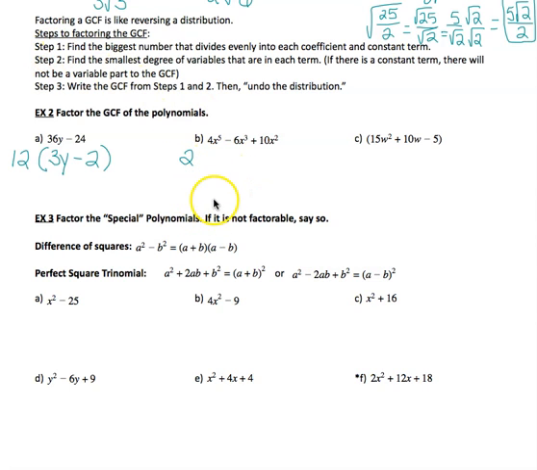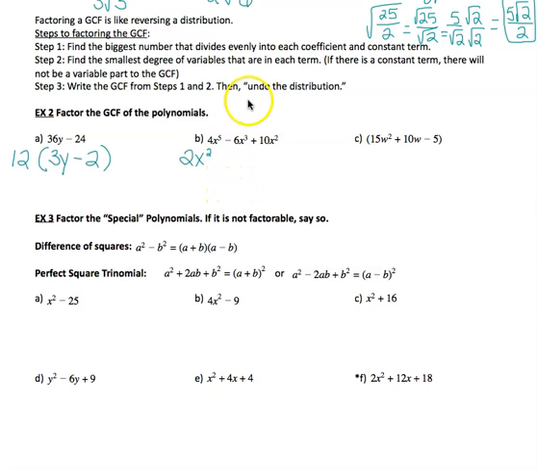So step 1, 2. That's the biggest number that divides them all. Then I'm going to look at the variables, and I'm going to find the smallest degree that are in each. So 5 is my biggest degree, 3, then 2. 2 is the smallest degree. Since both of these are bigger than 2, then that means that they have at least that many x's in them. So the smallest degree is what I take out. So I take out an x squared.